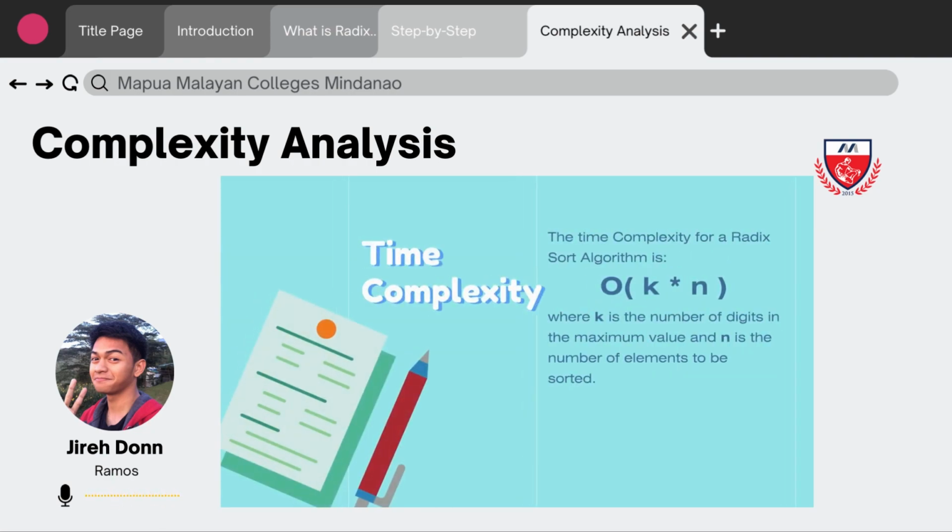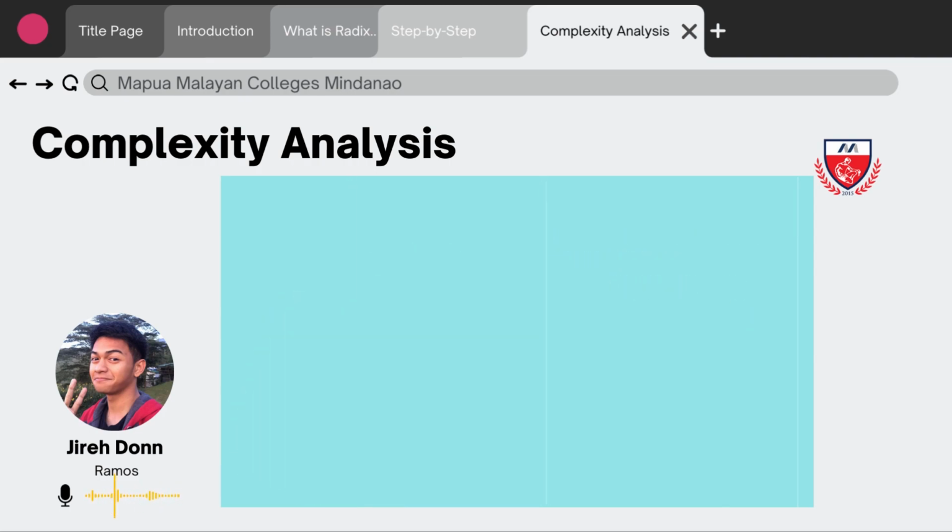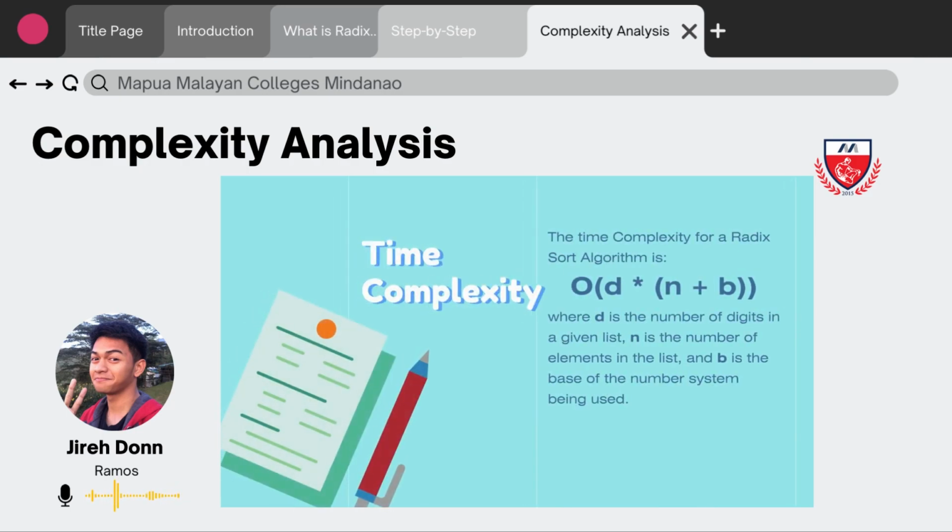Next, we will be discussing its time complexity. Here we will be discussing two notations. First would be big O of k times n, where k is the number of digits in the maximum value and n is the number of elements to be sorted. And the other would be big O of D times (n plus b), where D is the number of digits in a given list, n is the number of elements in the list, and b is the base of the number system being used.